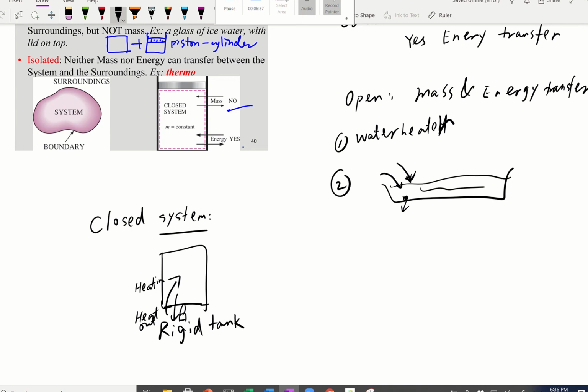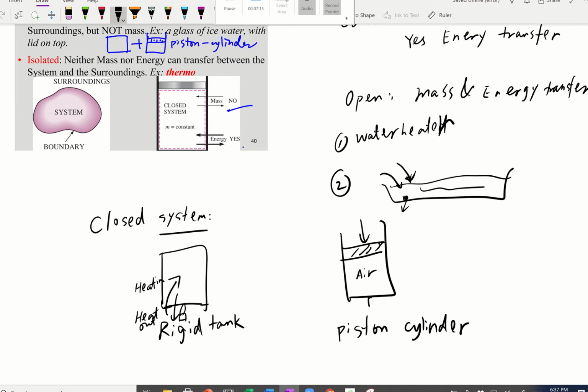Another example of a closed system is the piston cylinder. A piston cylinder is a container with a movable boundary. For example, I'm pushing that piston down, if it's air inside. When you push it down, is there any air coming in or out? Actually, no, because it's still a closed system. There's no mass going in or out. So that is still a closed system, but there is energy transfer.